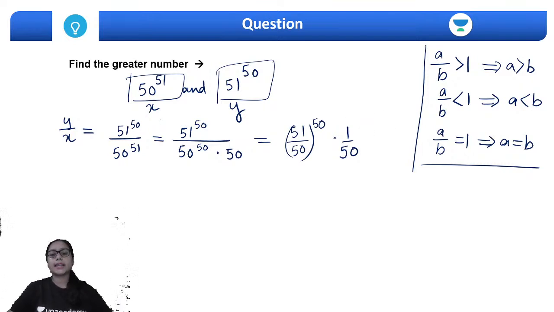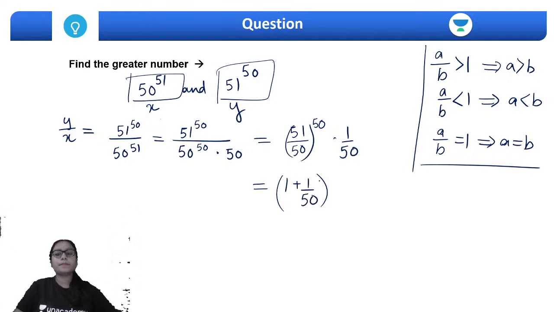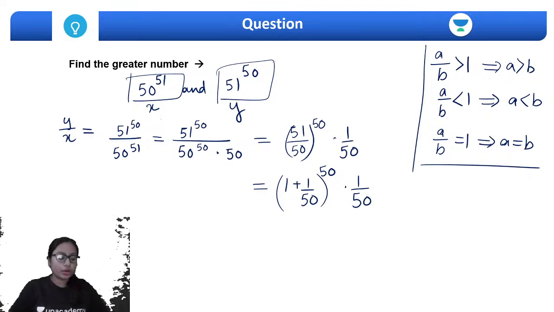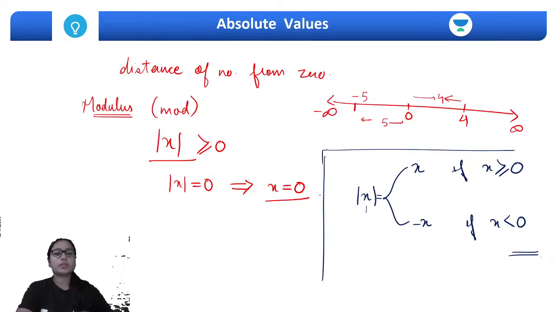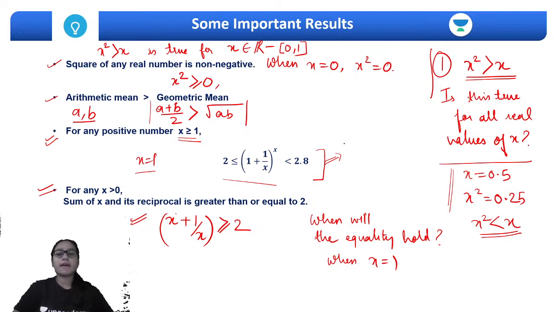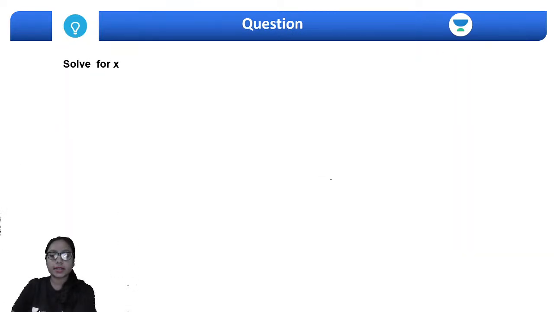Now I can simplify the numbers inside the bracket. So I can write this as (1 plus 1 upon 50) raised to the power 50 into 1 by 50. Now if you recall, in the beginning of the class we discussed a few results. I'm going to use this result. According to this result, the value of (1 plus 1 by x) raised to the power x always lies between 2 and 2.8. So I'm going to apply this result here in this question.